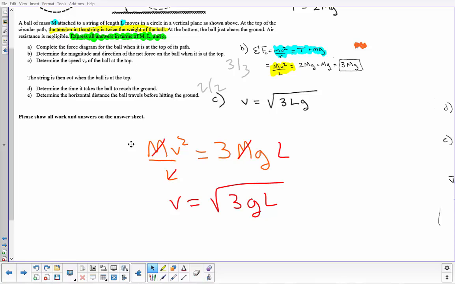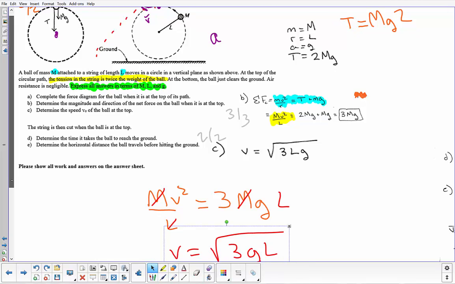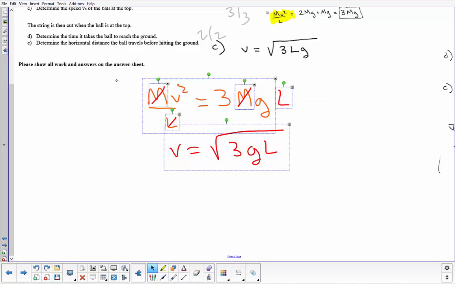Okay, time for part D. Part D is interesting. It ends up being a hidden projectile motion problem within this, which AP likes to do. So stuff never really goes away. Keep that in mind. So we want to determine, first of all, when it's at the top of its path, the string is cut. And part D wants us to figure out how long it takes to hit the ground. So up here, it's traveling this way, the string gets cut, and that ball ends up traveling in a projectile manner. What you have to really pay attention to is that the ball is moving in a horizontal dimension in the beginning.